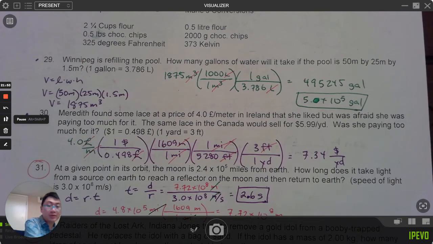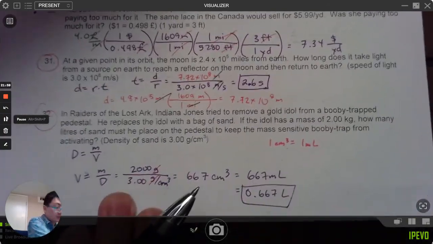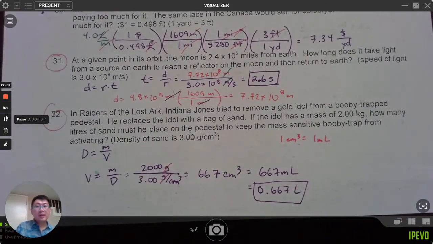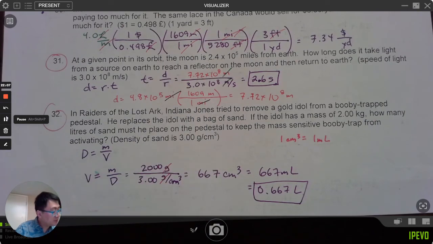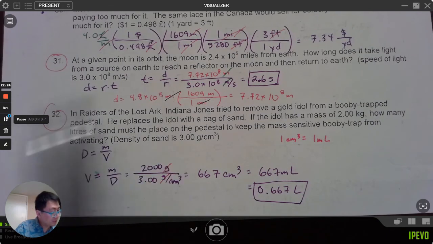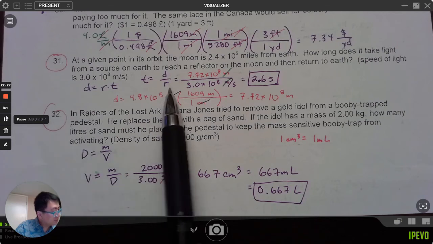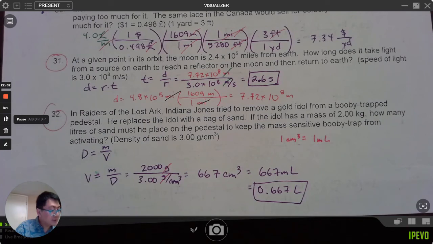I'm just going to show you the answer for number 31 and 32. Okay, 31. At any given point in the orbit, the moon is 2.4 times 10 to the 5th miles from Earth. How long does it take for light from a source on Earth to reach a reflector on the moon and return? The speed of light is 3 times 10 to the 8th meters per second. So the question is, how long? The time. Distance equals rate times time, so time is equal to distance over rate. I know the rate, 3 times 10 to the 8th meters per second. The only thing I need to find is the distance.